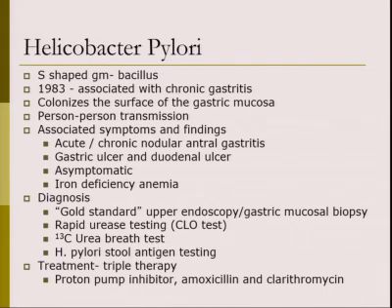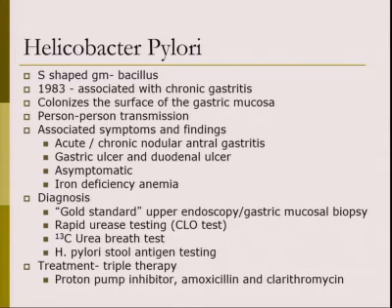As I previously mentioned, H. pylori colonizes the surface of the gastric mucosa and can be associated with a variety of symptoms, meaning the development of acute chronic nodular antral gastritis, which is most common, the presence of gastric ulcers or duodenal ulcers. There are many people who may have this infection and can be asymptomatic, and H. pylori is in the differential diagnosis of unexplained iron deficiency anemia.